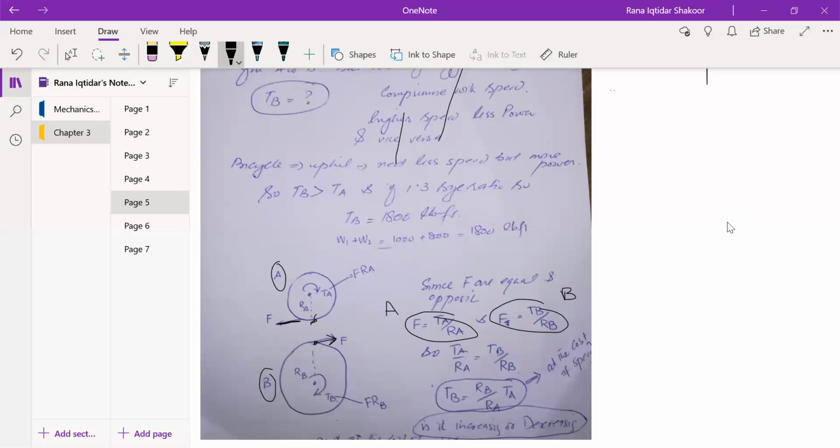So size matters a lot, always, right? The ratio of RB over RA: RB is the greater one than RA, so obviously this RB over RA ratio will be greater than 1. Greater than 1 means that TB will be greater than TA, but definitely then you will have to compromise on the speed, as I already discussed with you, that this will be at the cost of speed. Obviously, when you are moving in the lower gear, you need more power, more torque, but then you have to compromise on the speed. And at the higher gear, definitely you need higher speed with lower torques.